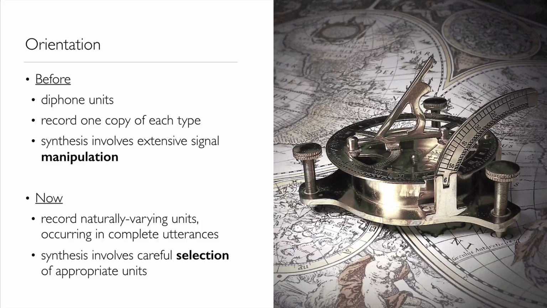What we're going to do now is we're going to deliberately record the variation that we want to be able to produce at synthesis time. Lots of variation, all the speech sounds in lots of different contexts. The best way to do that is going to be to record naturally occurring speech, people reading out sentences, so natural utterances. And synthesis is now going to involve very carefully choosing from that large database the sounds that are closest to the one we want when we synthesize.